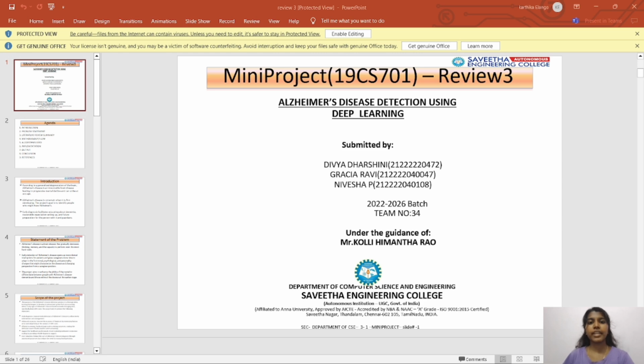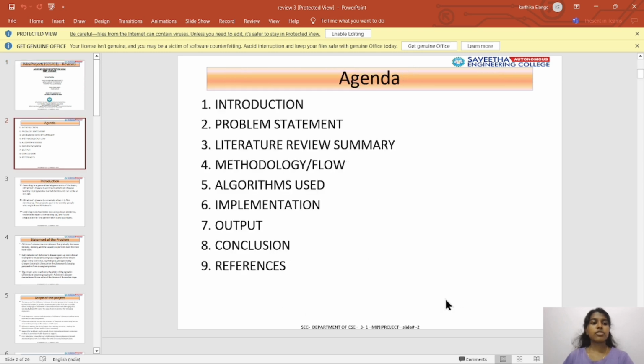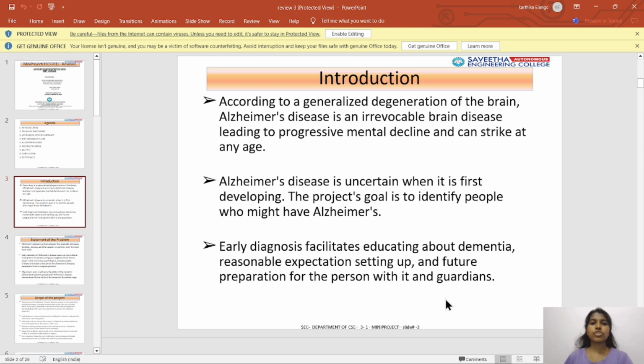My mini project topic title is Alzheimer's disease detection using deep learning. Alzheimer's disease is a progressive brain disorder that leads to a decline in cognitive functions such as memory, thinking, and the ability to perform everyday tasks. It is crucial to detect this early as it allows for timely interventions, education about dementia, and better preparation for both the patients and the caregivers. Our project aims to develop a system that accurately identifies individuals who may have Alzheimer's disease at an early stage.